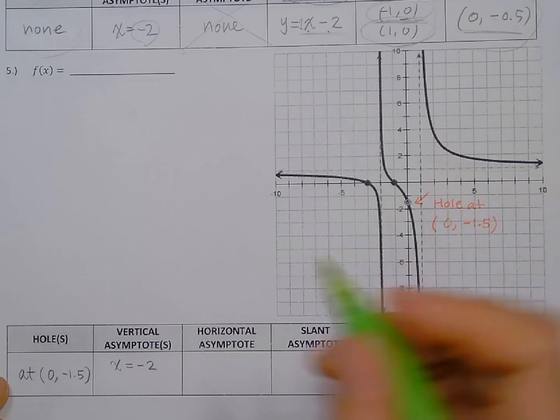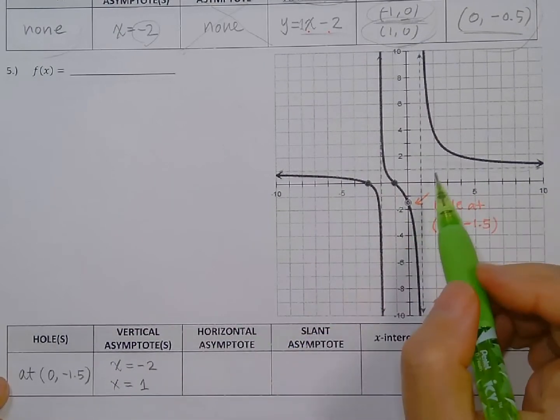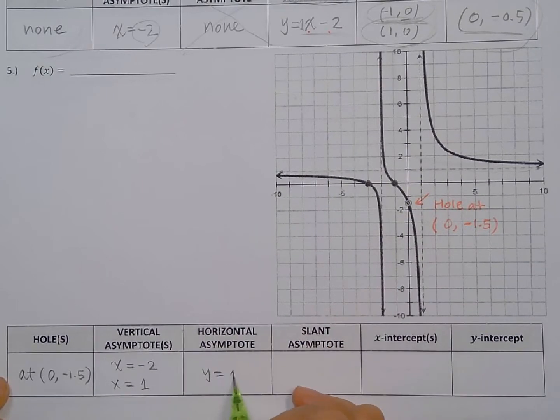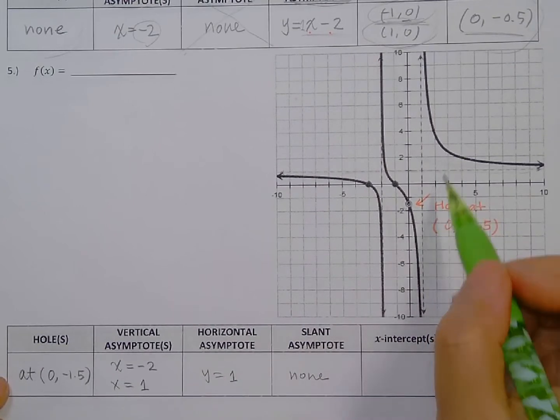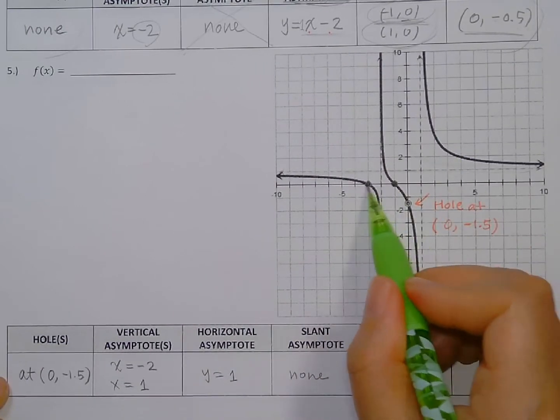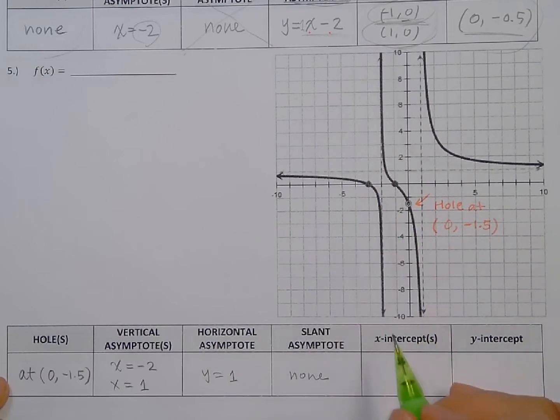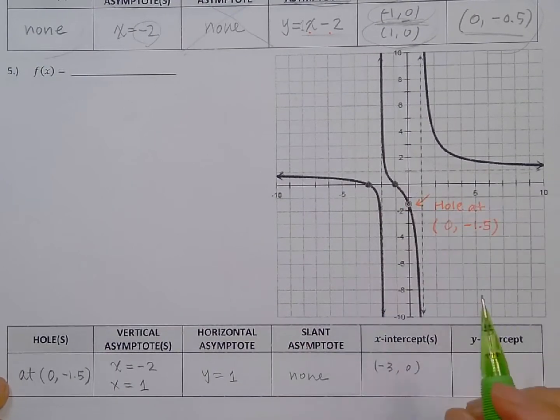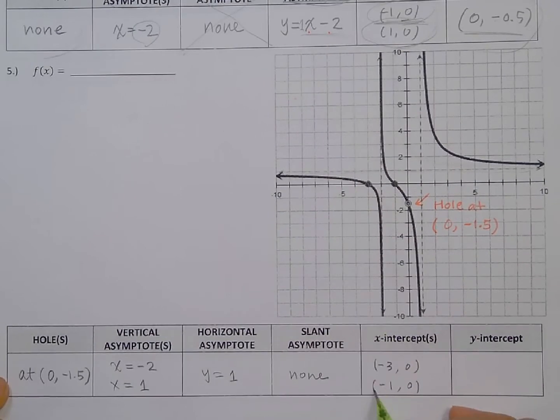and x equals positive 1. Then the horizontal asymptote is at y equals positive 1. I don't have any slant asymptote, but I do have 2 x-intercepts here. One is observed at negative 3, 0. The other one is at negative 1, 0.